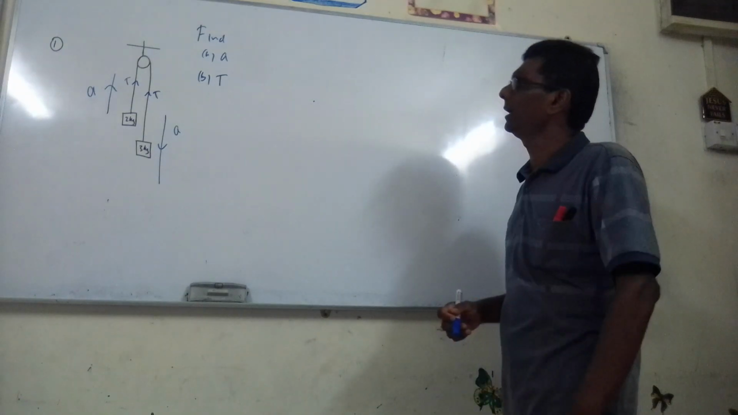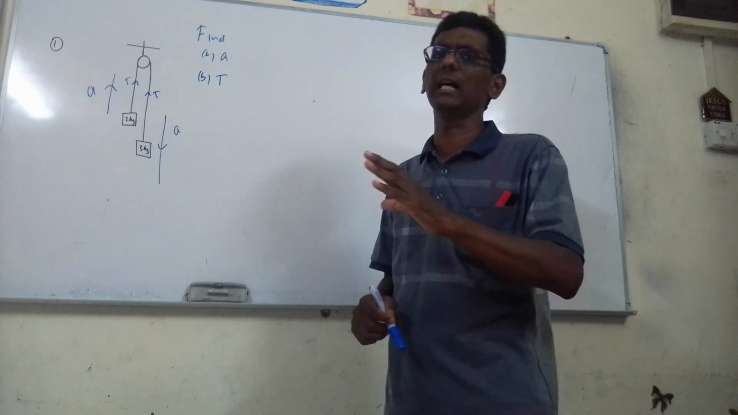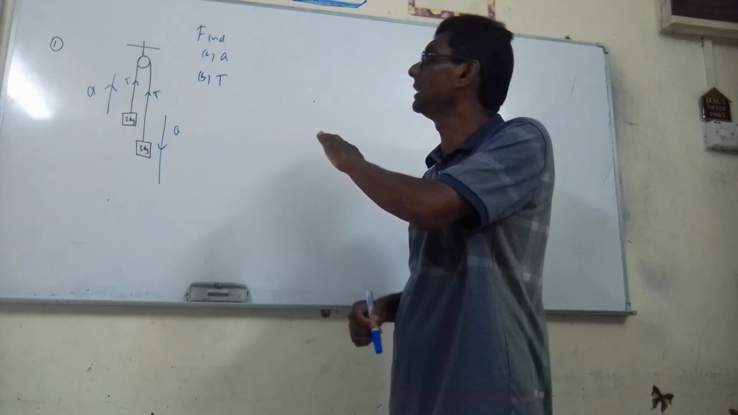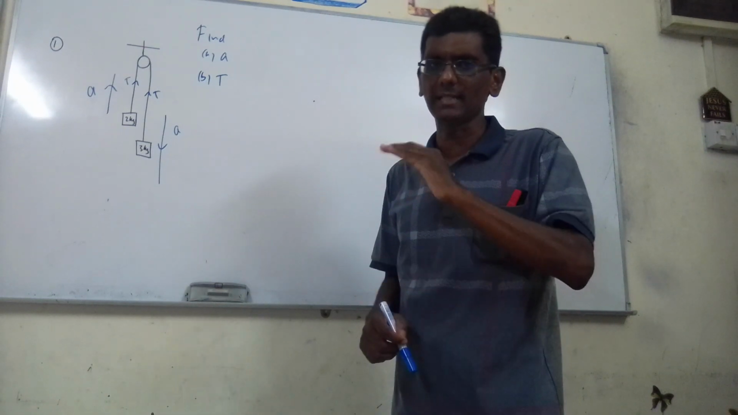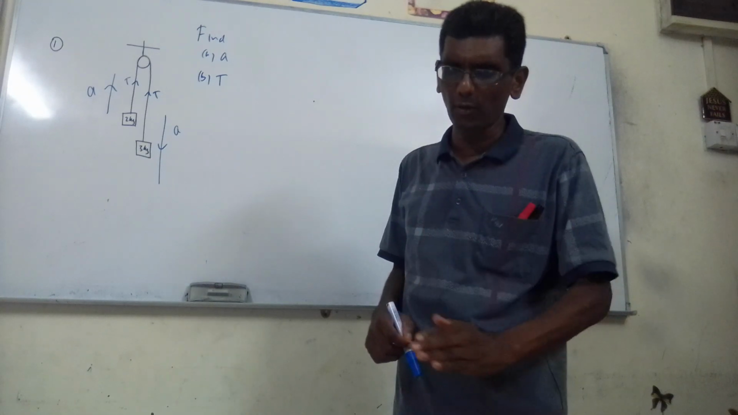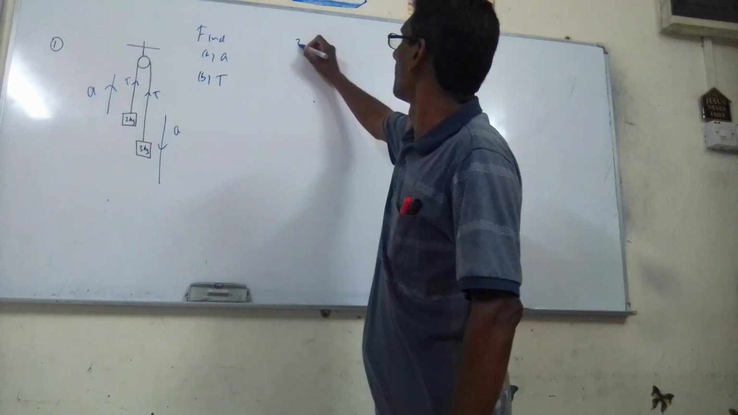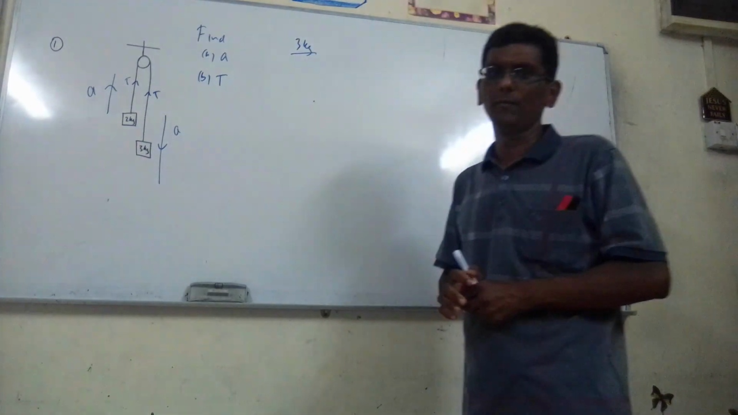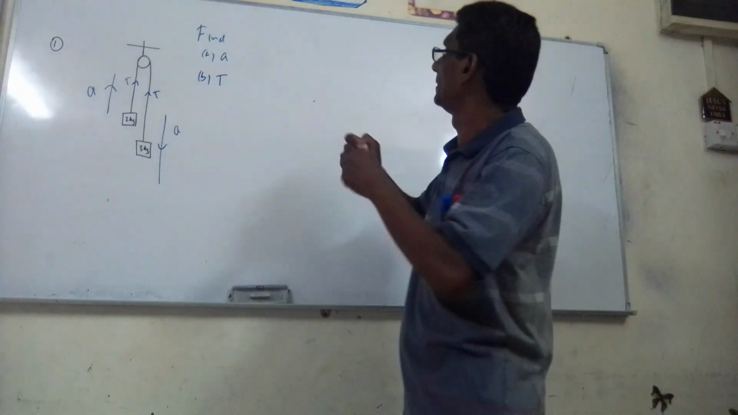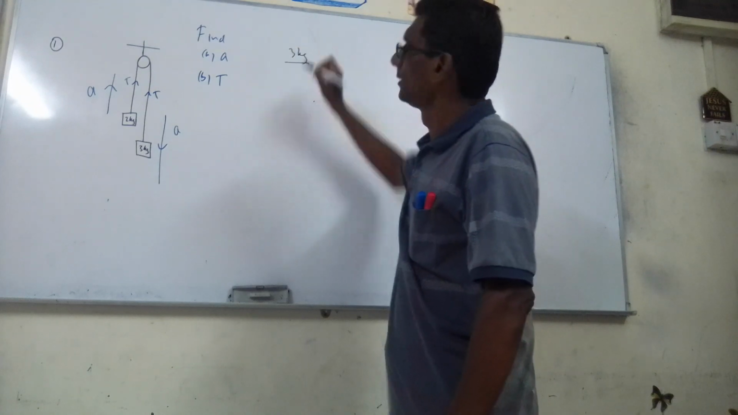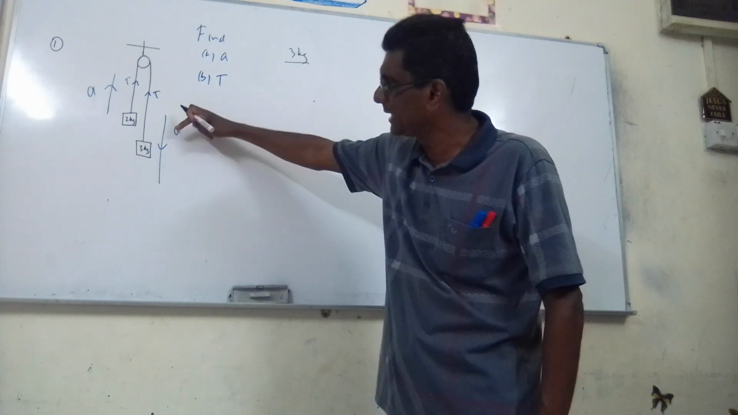Okay, now we are going to do the question by considering all the forces acting upon the 3 kg and the forces acting upon the 2 kg separately. So the 3 kg object, we are going to see the 3 kg only. The 3 kg moves downwards.